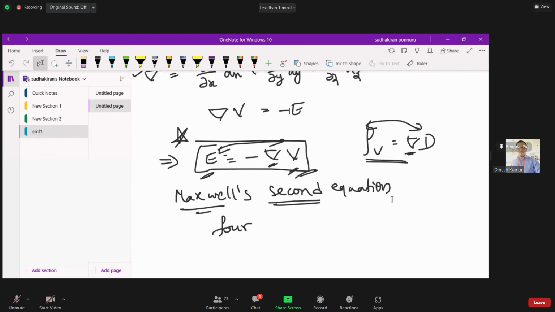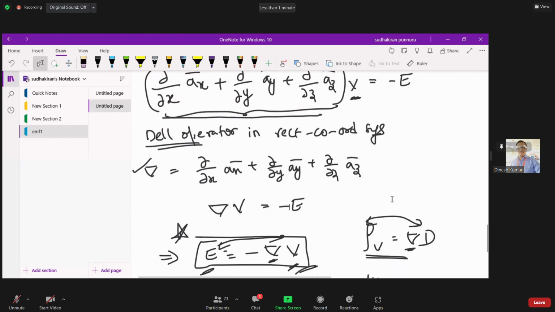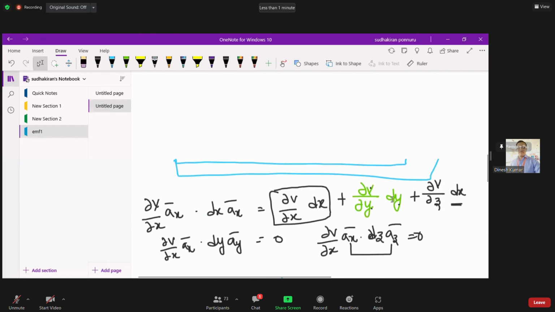So this is all about Maxwell's equations.